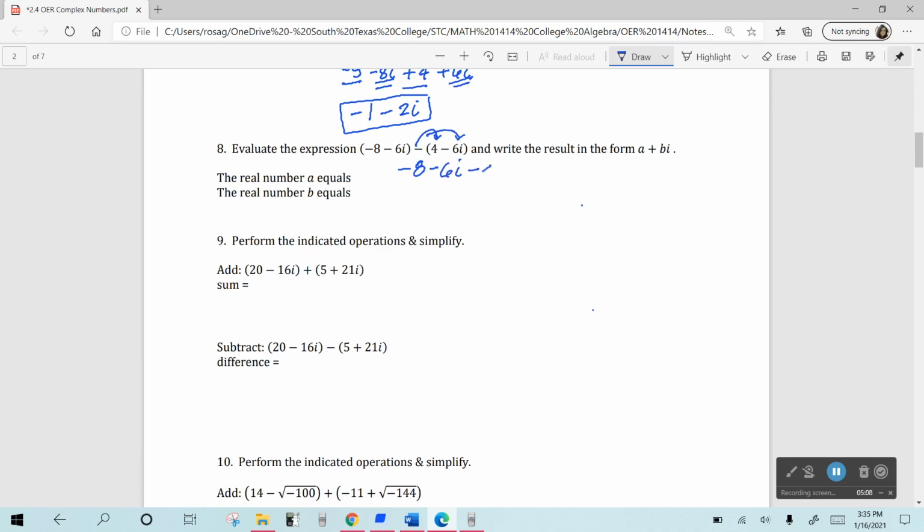And then minus 4 plus 6i, to change the signs inside. Minus 12, and then the negative 6i and the plus 6i cancel each other out. So the A is negative 12, but the B is 0.